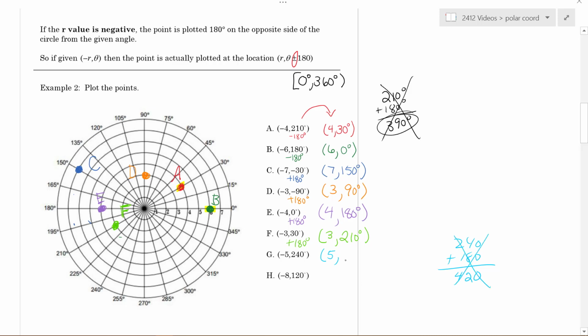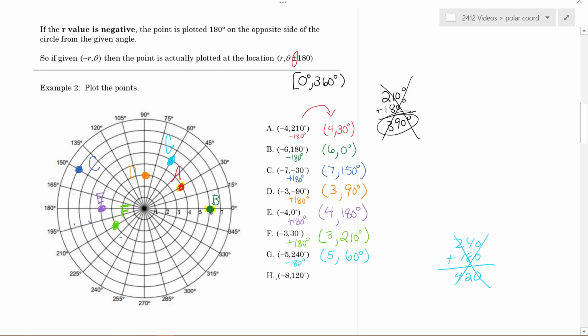So instead of adding 180, I'm going to choose to subtract 180. So you can choose whichever one you want. All right, so I'm choosing to subtract 180. So that's 240 minus 180. That gives me a +60 degrees. So I'm going to plot this point at 5, 60 degrees. So on circle 5 at the 60 degree angle mark. So I'm actually going to plot that point right there, and that's point G.